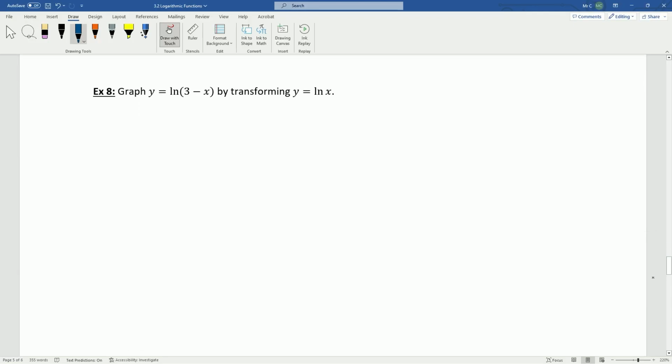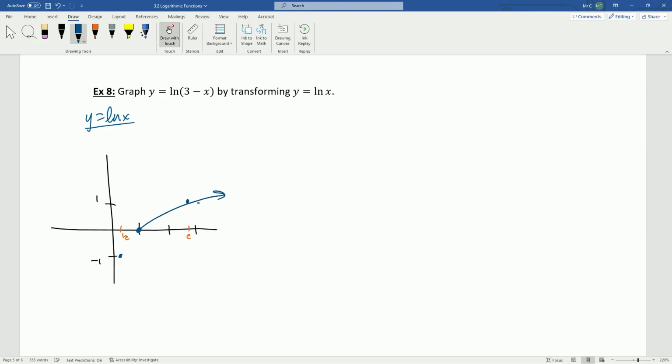Okay, so one more example here. We've got ln of 3 minus x by transforming y equals ln of x. So y equals ln of x. Okay, we graphed that one already, so I'm going to go real quick on this one. It's the same parent graph, right? This is e, this is 1 over e. So ln of 1 is 0, ln of 1 over e is negative 1, ln of e is 1. Graph looks like that.